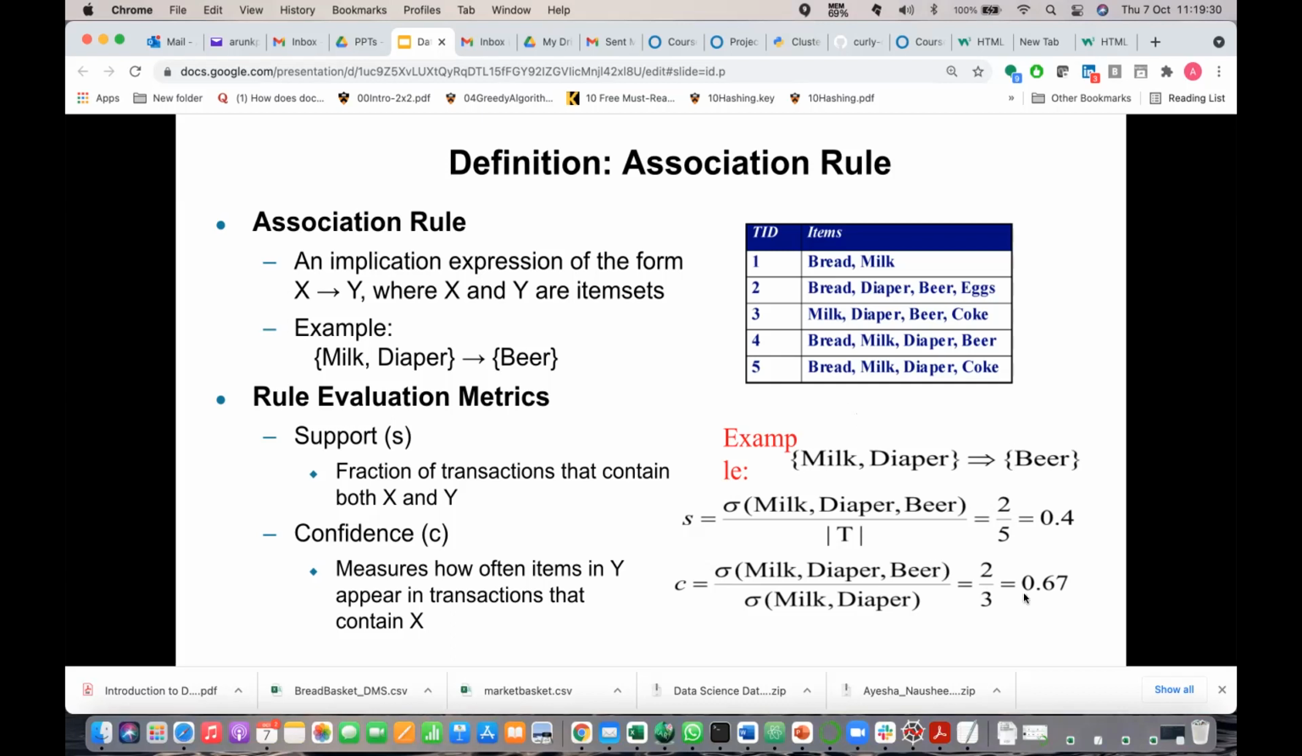So you are getting 0.67 as the confidence. What does it say? Whenever people buy milk and diaper, 67% of the time they will also buy beer. You understand how to read this rule? Yes. Then the question comes: how many times did you observe it?